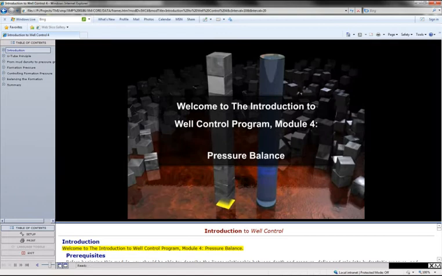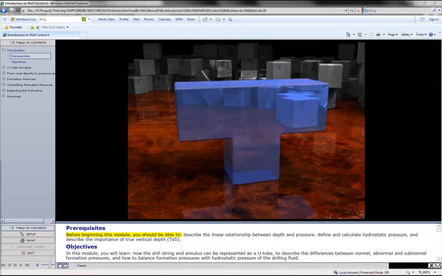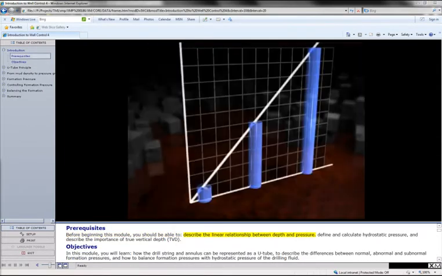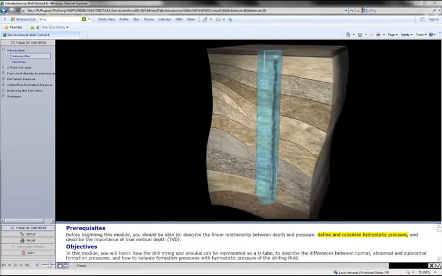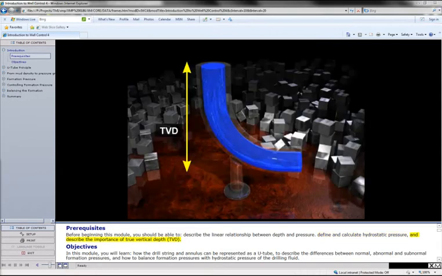Welcome to the Introduction to Well Control Program, Module 4, Pressure Balance. Before beginning this module, you should be able to describe the linear relationship between depth and pressure, define and calculate hydrostatic pressure, and describe the importance of true vertical depth, TVD.